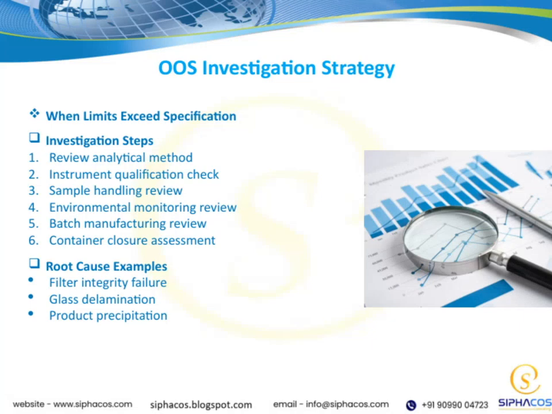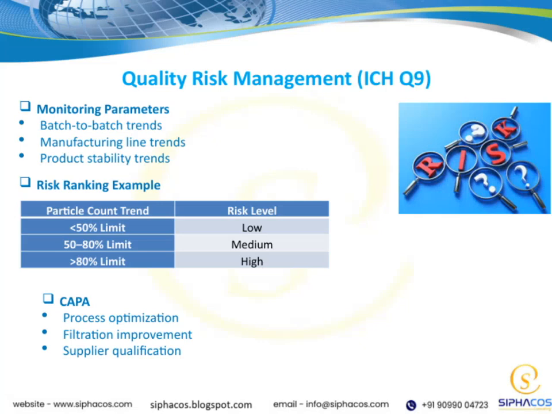When we face out-of-specification results that go beyond our set limits, we follow a clear investigation strategy. First, we review the analytical method to ensure it's working as intended. Then, we check the instrument qualification, followed by a close look at how samples were handled. We also examine environmental conditions, batch manufacturing processes, and the container closure system. Common root causes include filter integrity failure, glass delamination, or product precipitation, each one a clue to what might have gone wrong.